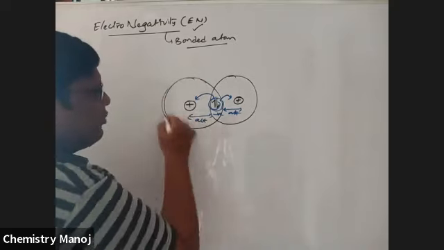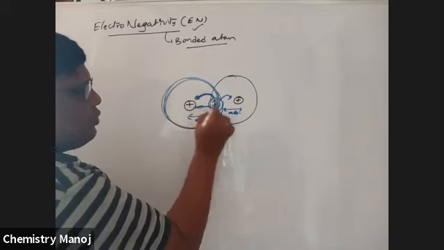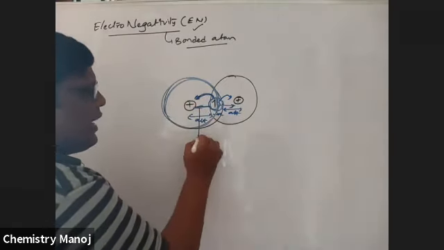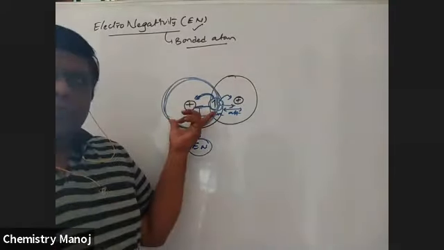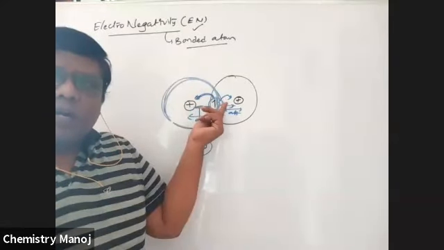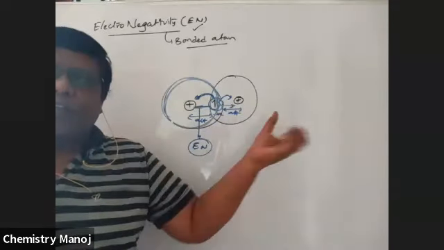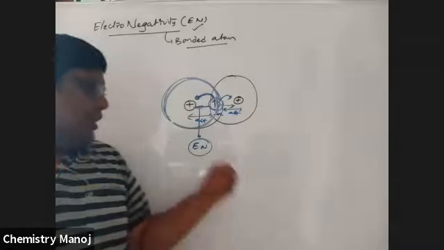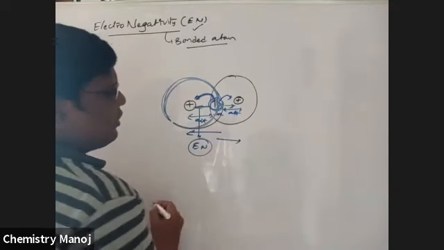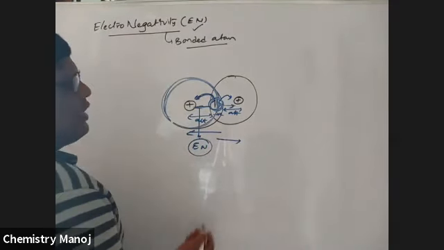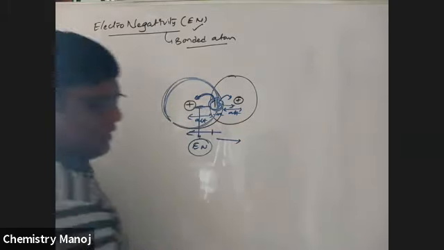The tendency of that atom to attract the bond pair of electrons towards itself is called electronegativity. The tendency of a bonded atom to attract the shared pair of electrons towards itself is called electronegativity. At the same time, the electron pair is attracted by this nucleus and also by the other nucleus, but one has more attraction, so the electron pair is shifted slightly to that side.